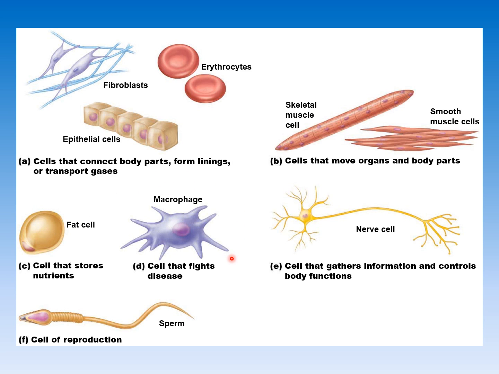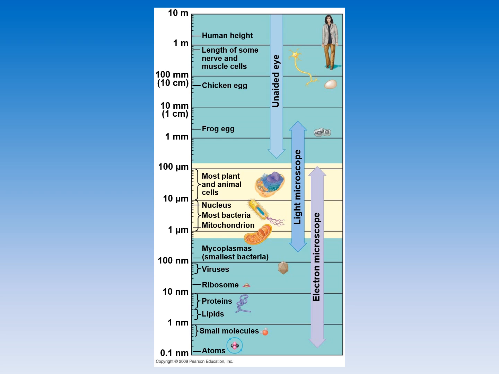You have cells involved with the immune system. They recognize foreign substances in the body and engulf and destroy them. That would be a macrophage. You have cells for reproduction. You have some cells which are able to contract and whose purpose is to provide movement. And then you have some cells, such as a nerve cell, whose purpose is to gather information and help to ultimately control different functions. In terms of sizes of cells, they come in all different shapes and sizes.